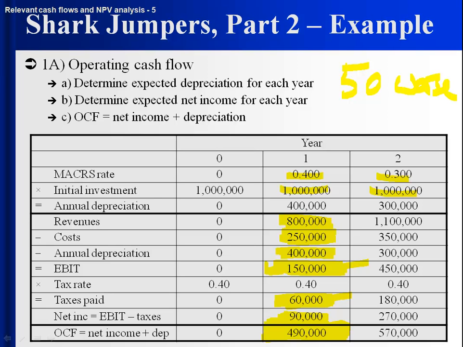So in year 2, you got 1.1 million, 350, and 300. Taxable income, EBIT of 450. 40% of that's 180. 450 minus 180 is 270. Add back in the 300 and you get 570. Again, it was 600 when we didn't have the side effects. The side effects wind up lowering operating cash flow by 30,000, and so that's because even though it's 50 worse when you just look at revenues and expenses, there's a benefit to lower taxes paid.